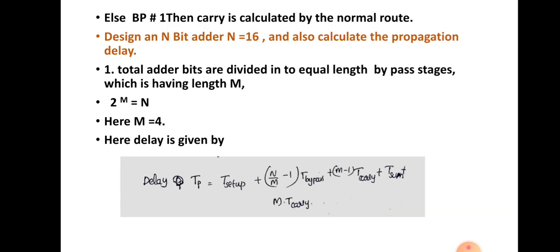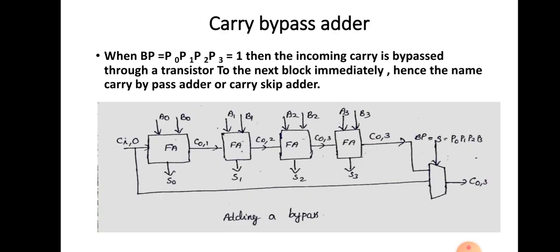Okay. So if that condition is not true, what will happen? Then the carry is calculated by the normal route. If it is not satisfied, that means if it is equal to 0, then we have to calculate the carry by the same method. That means we have to produce the carry of this stage, then by using this stage we have to produce the carry of this one, then we have to produce this carry, then this carry. That means that much time we have to wait here.